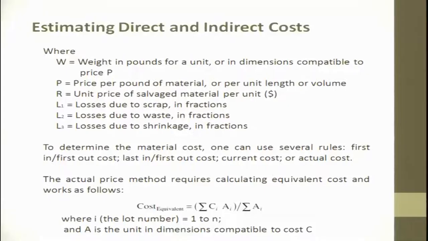The actual price requires calculating the equivalent cost as follows: equivalent cost is equal to the summation of CI times AI, divided by the summation of AI. What is A? A is the unit in dimensions compatible with the cost C, and I varies with the lot number. It can be 10. What is a batch size? That is called the lot number. So we have seen direct cost.